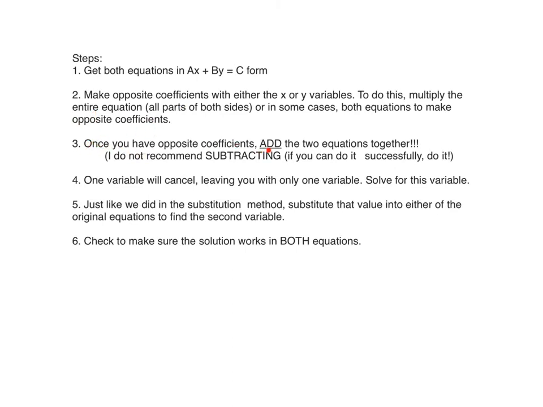Once you have opposite coefficients, you're going to add the two equations together. You cannot add the equations together until you have opposites. I do not recommend subtracting. Once you have opposite coefficients and you add the equations together, one variable will always cancel, which leaves you with one variable left, and you can solve for that variable. Just like we did in substitution, once we have that first value, we can plug that back into the original and find the second value, which we're going to write as an ordered pair. Then we always want to check to make sure the solution works in both equations.